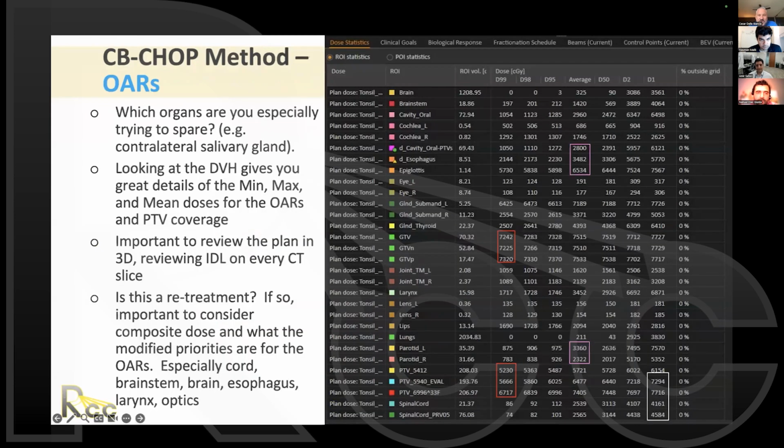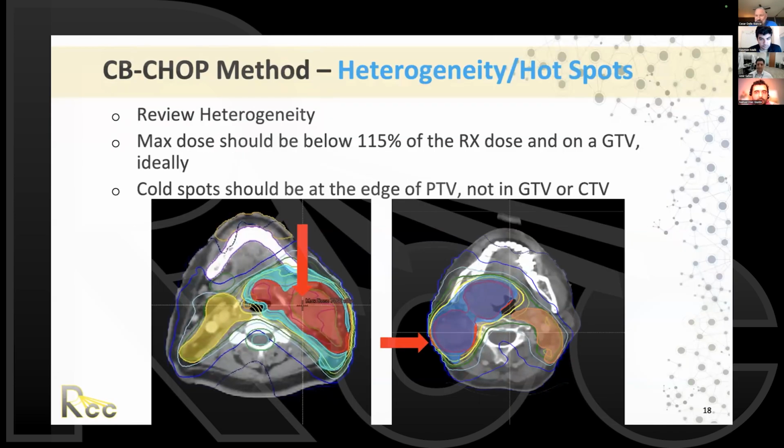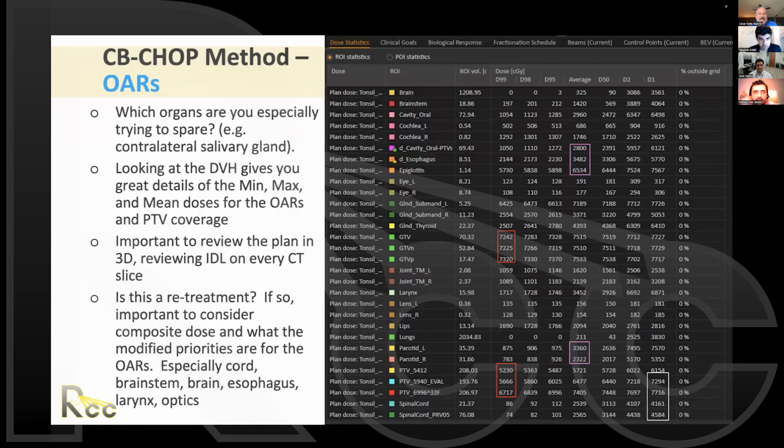Perfect. Okay, we're going to move to the next letter of the CV CHOP. The next one is the O from OARs. This can be a very busy slide, but the OARs are a big part of the planning, and actually this is what drives the optimization in the planning sequence, because you want to achieve the best coverage you can get to the PTVs or targets, while sparing the organs at risk surrounding the targets.